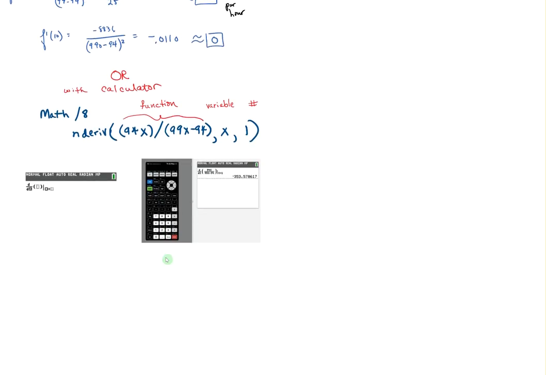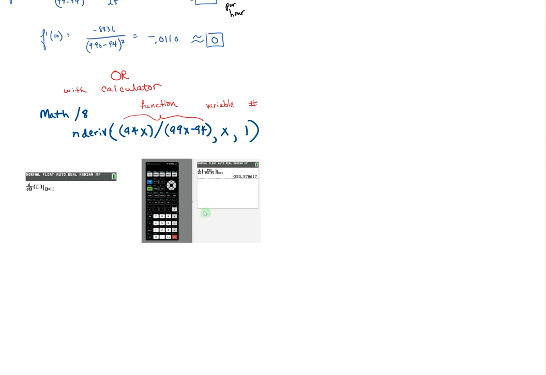So let's look here. With the calculator, if you have an older TI-84, if you hit math and 8 is nDeriv, and that's the function that'll come up. And inside these parentheses, we're going to put the numerator divided by the denominator. That's your function. We're going to put a comma. We're going to put our variable x, comma, and the first part would be we're evaluating it at 1.